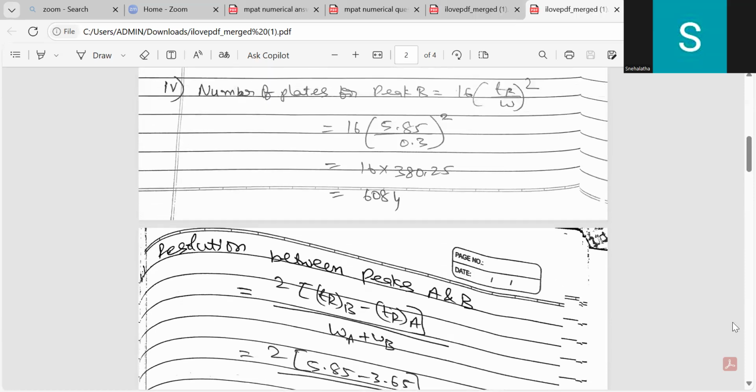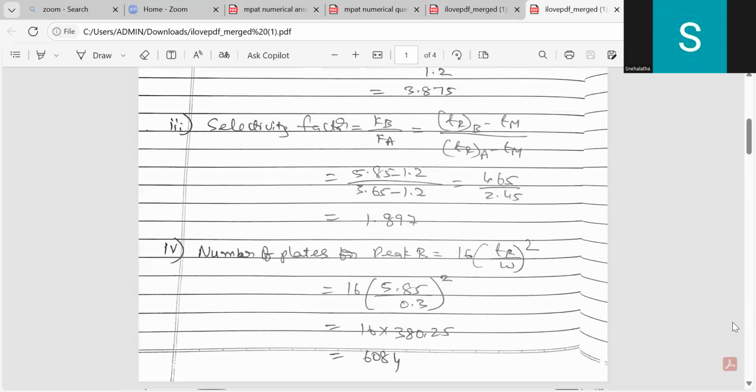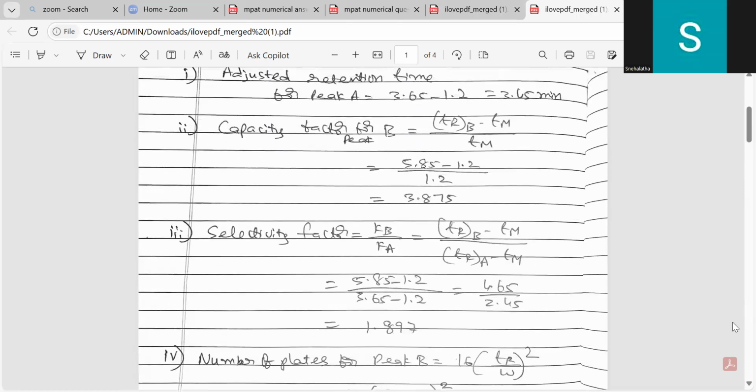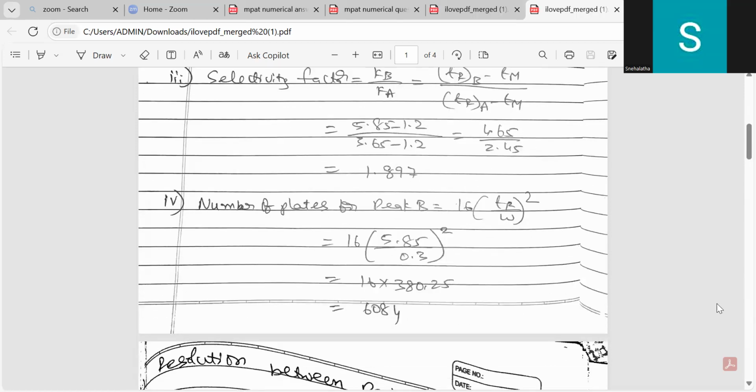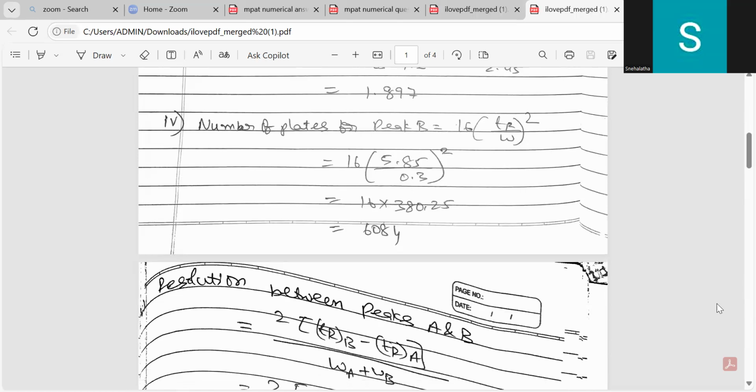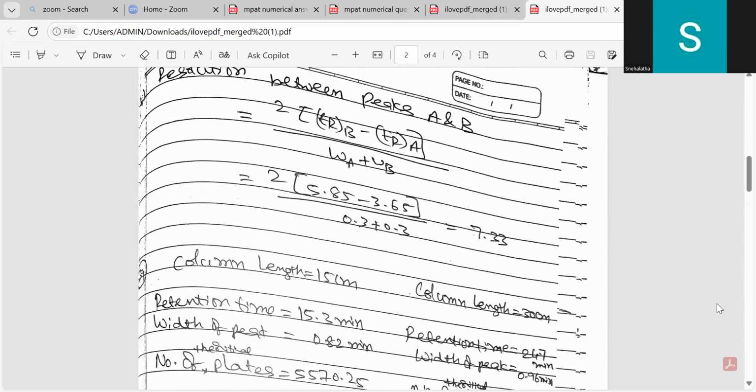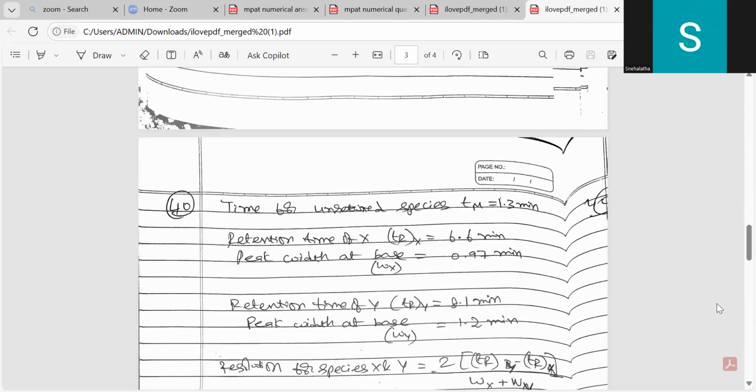So if you remember these formulas, you can easily solve the numericals. So there are four formulas. First one is capacity factor, second is selectivity factor, next number of theoretical plates, next resolution. So let us solve the problem.